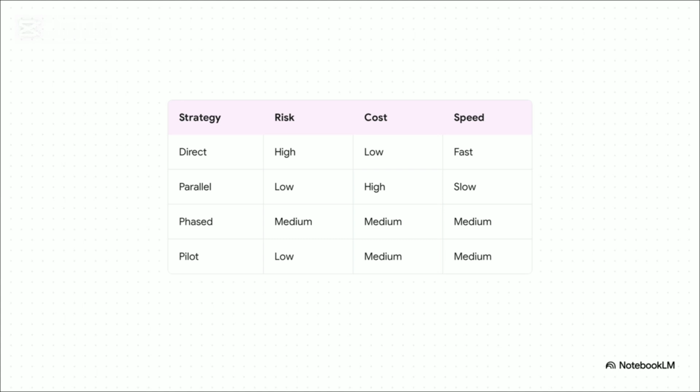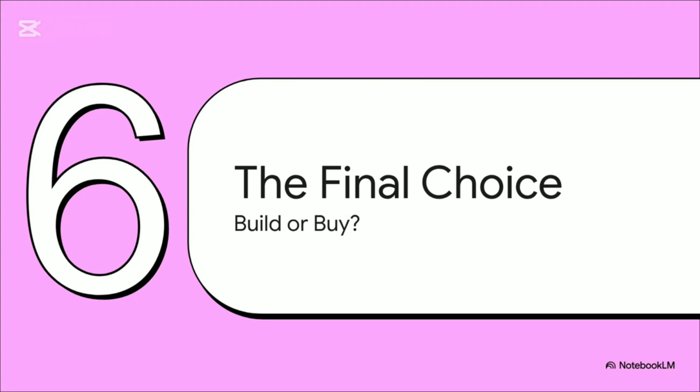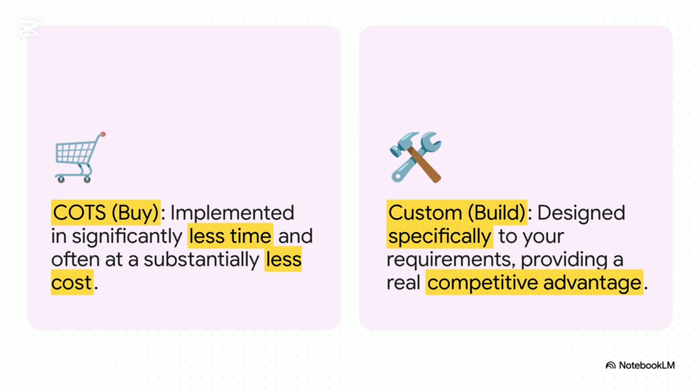speed, cost, and risk. So after understanding this entire complex journey, from a simple idea to analysis, design, and deployment, every single organization has to face one last fundamental question. Do we go through all this trouble ourselves, or is there maybe an easier way? And that final choice really comes down to this. Do you buy or do you build? You can buy what's called a commercial off-the-shelf product, or COTS. It's way faster, usually cheaper, and it's pretty much ready to go. The other option is to build a completely custom solution. Now, this takes a lot more time and money, but you end up with a system that is a perfect fit for what you need. And that can be a real competitive advantage.